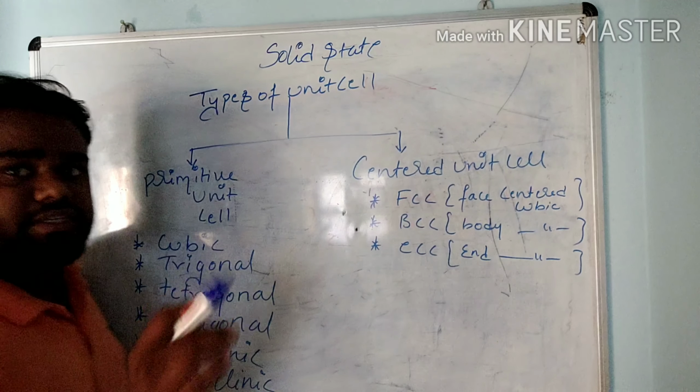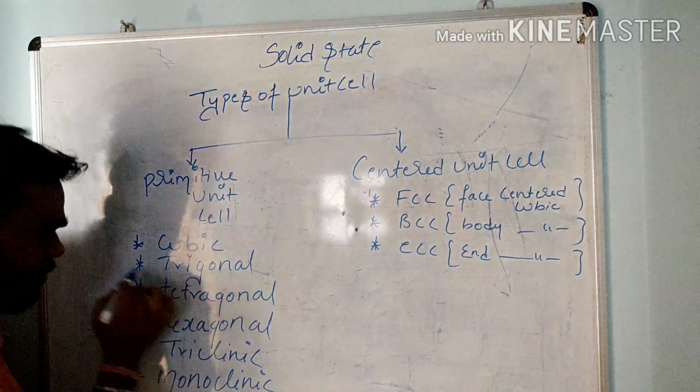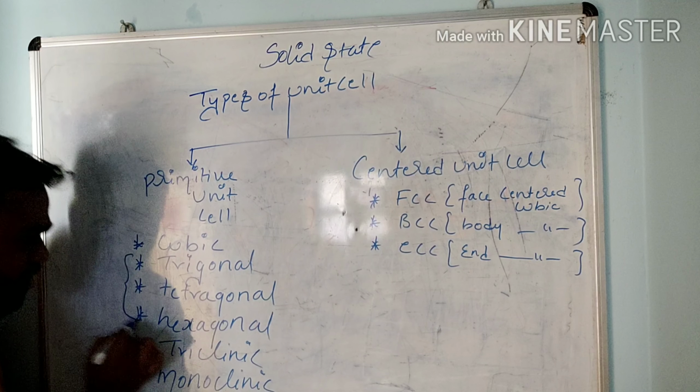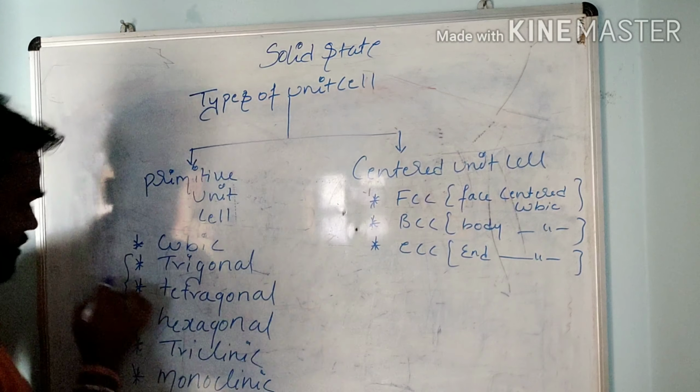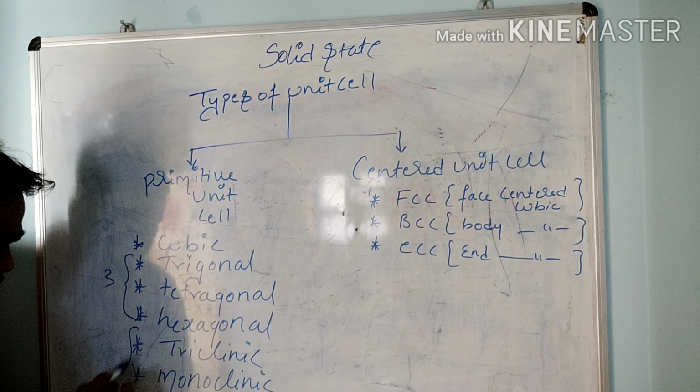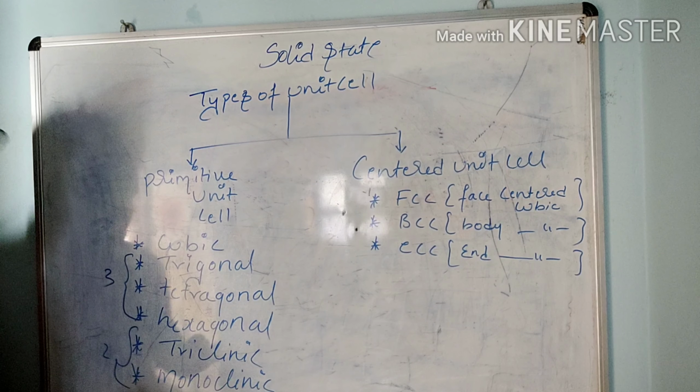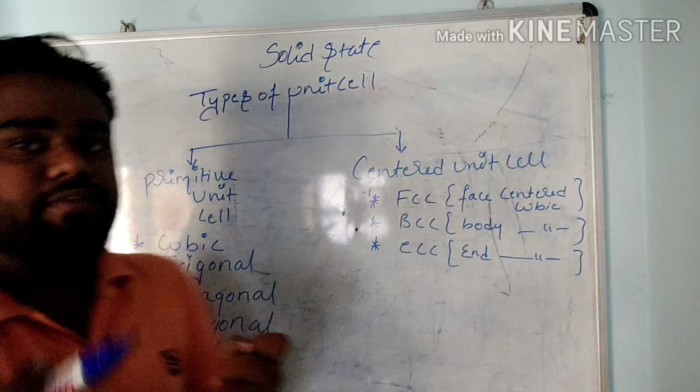We can remember this simply, that is, you see, trigonal, tetragonal, hexagonal. We can make a sense of 3, and triclinic, monoclinic, this is 2. Correct? Now we can easily remember.